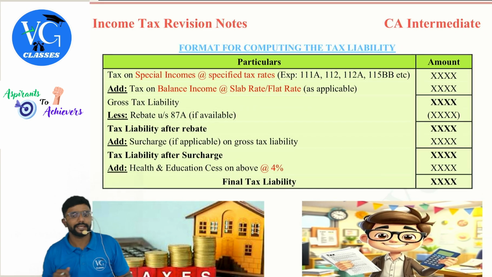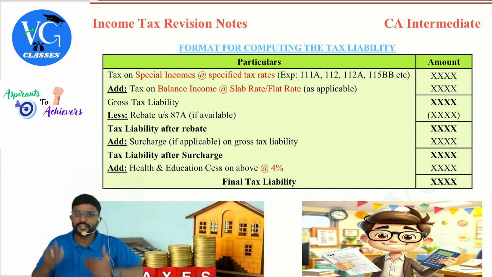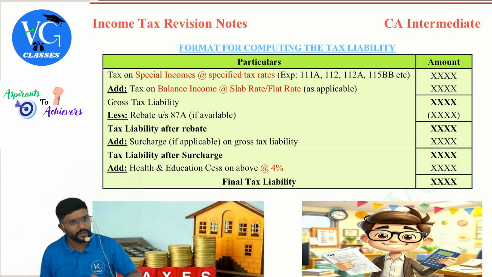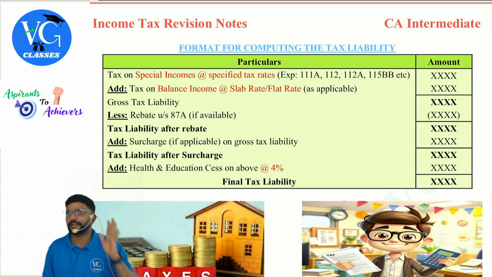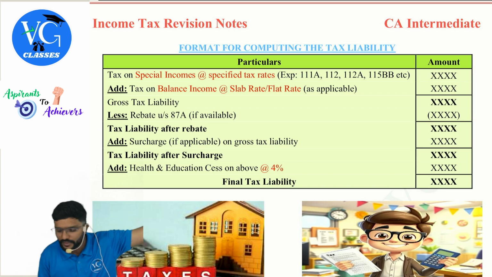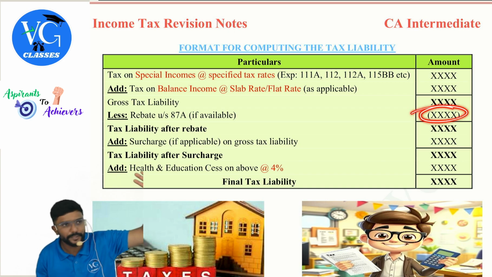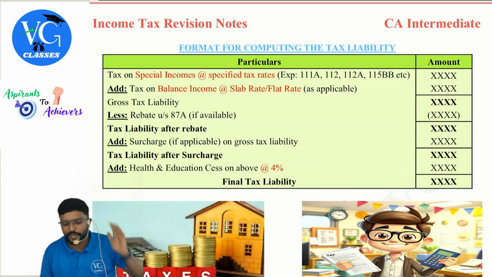Gross tax liability. And if the assessee is a resident individual whose total income is within 5 lakh under the optional scheme, or within 7 lakh under the default regime, they are eligible for rebate. How much it is and all, we will see later. If they are eligible, they will claim the rebate. They will reduce it. Okay, sir.